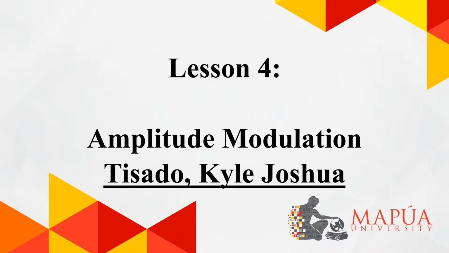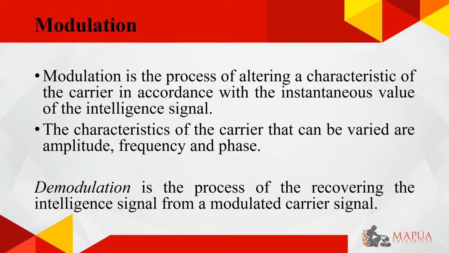Lesson 4: Amplitude Modulation. Modulation is the process of altering a characteristic of the carrier in accordance with the instantaneous value of the intelligence signal. The characteristics of the carrier that can be varied are amplitude, frequency, and phase. Demodulation is the process of recovering the intelligence signal from a modulated carrier signal.